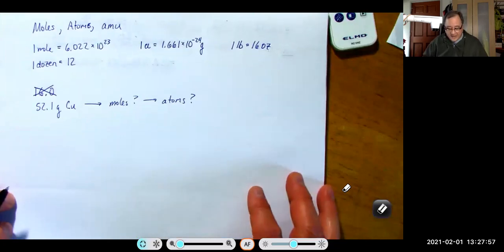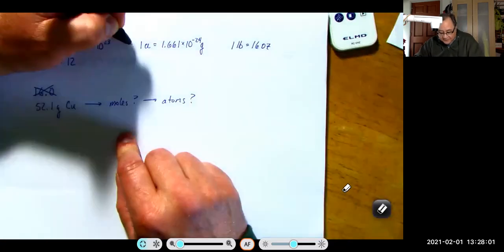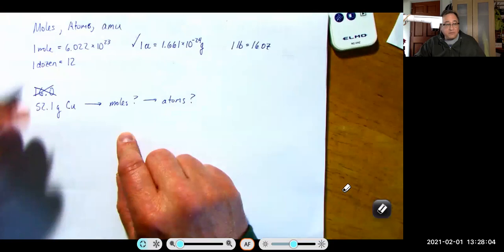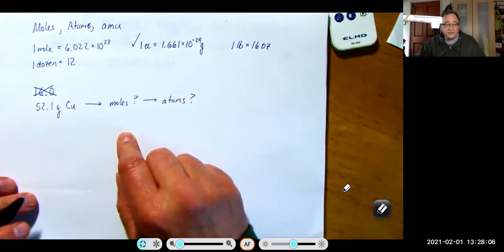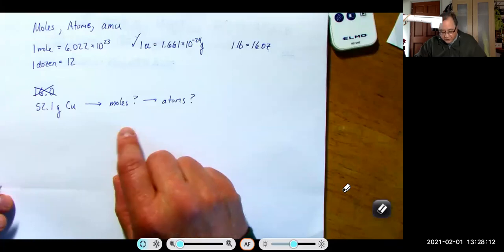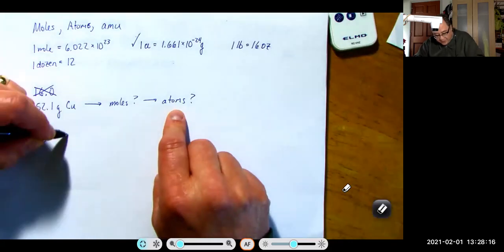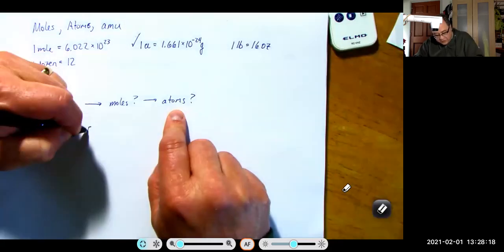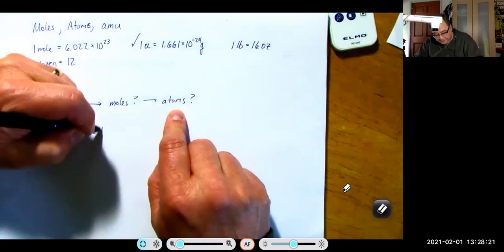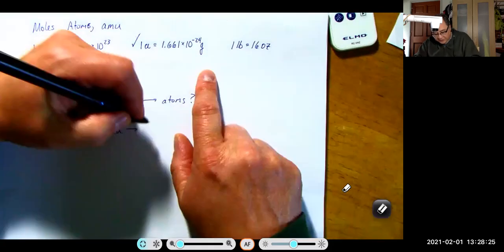And let's say that we have to use this conversion in our process. I'm actually going to do this first, A, atoms. So I'm going to take my 52.1 grams of copper, and you can see above, I'm going to turn that into atomic mass units of copper.